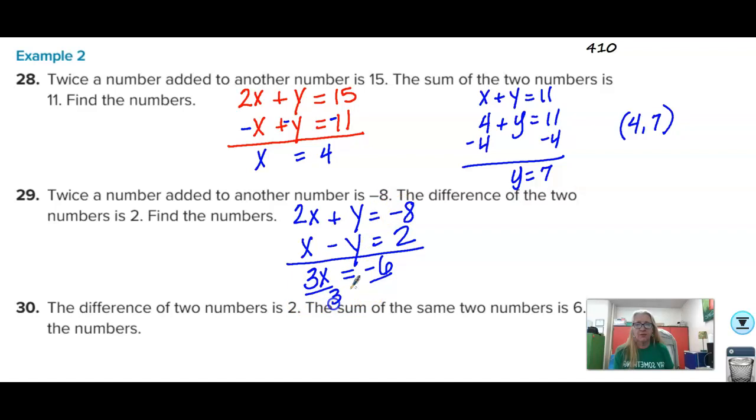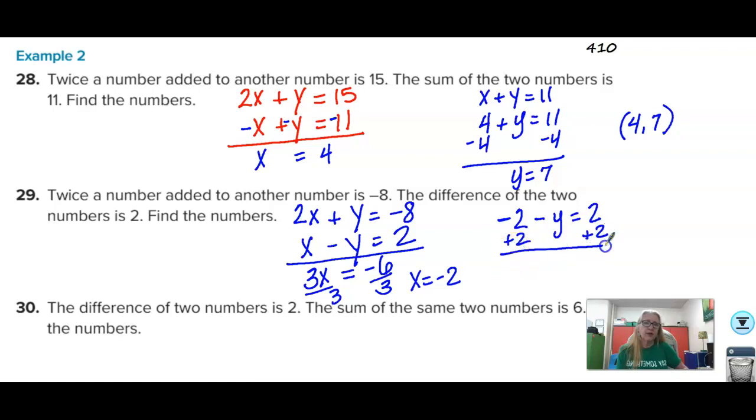Then we divide both sides by 3, and we get x is negative 2. Then we take one of the equations and substitute negative 2 for x. I'm going to use the second equation, put negative 2 minus y equals 2. Add 2 to both sides, trying to isolate y. Gives me negative y equals 4. Multiply both sides by negative 1 because we don't want to know what negative y is. We want to know what positive y is. Y is equal to negative 4. Okay? So my solution to this is negative 2, negative 4.